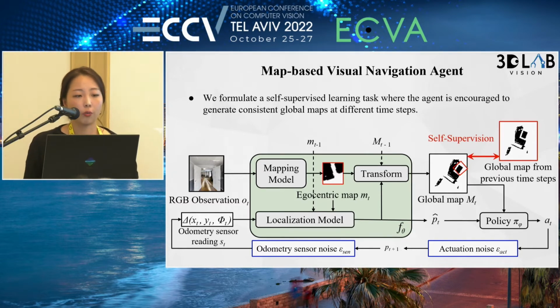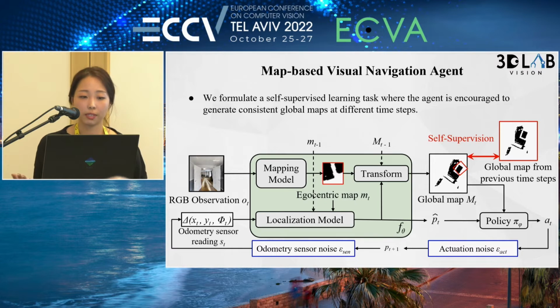Here we are formulating a self-supervised learning task where the agent is encouraged to generate a consistent global map at different time steps. More specifically, if our agent is generating a global map at time t, then we are comparing it to the global map which was generated from the previous time step. That's how we formulate this self-supervision loss.